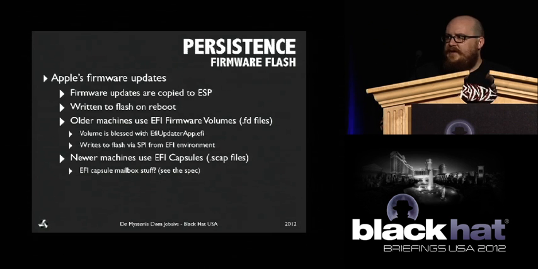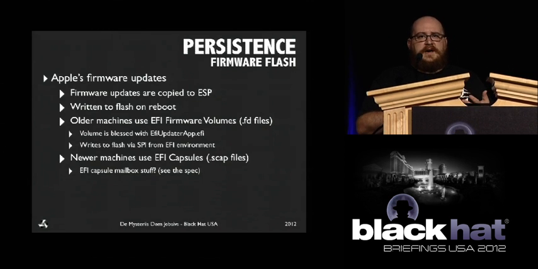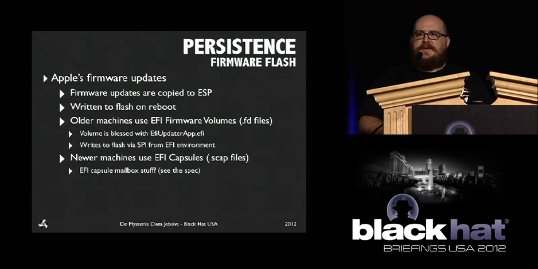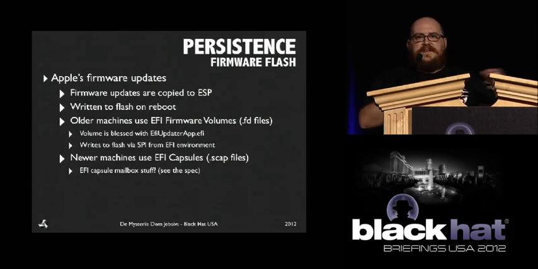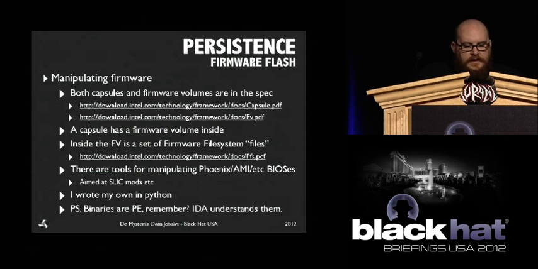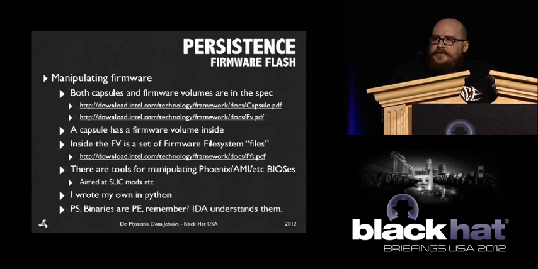Newer machines use EFI capsules, which is a way of communicating with EFI and passing executable code back to EFI from the operating system. So you map your stuff into memory at a specific address with a specific mailbox format, and EFI looks for that when it starts up, and grabs the drivers in that and whatever else, dispatches it and writes it out to the firmware. So manipulating this firmware, all of the format of the capsules and firmware volumes and stuff is all specified as part of EFI, so there's some nice documentation on how to do it, which is pretty good.